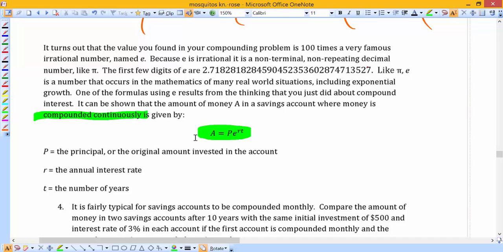P is still your principal, R is still your rate, T is still your time. But now E, this is where everyone gets confused. Every year I've taught this. E is the button in your calculator. You don't need to type in that super long decimal up there. It is above the ln or below the log. So find the E button on your calculator. It says e to the x. That is what you'll be using here.